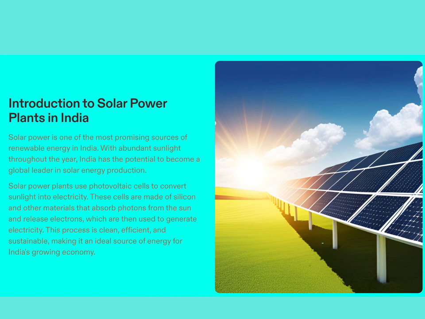So let's start with the introduction to solar power plants in India. Solar power is one of the most promising sources of renewable energy in India. With abundant sunlight throughout the year, India has the potential to become a global leader in solar energy production. Solar power plants use photovoltaic cells to convert sunlight into electricity. These cells are made of silicon and other materials that absorb photons from the sun and release electrons, which are then used to generate electricity. This process is clean, efficient, and sustainable, making it an ideal source of energy for India's growing economy.